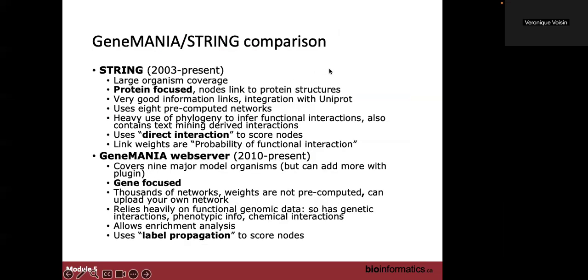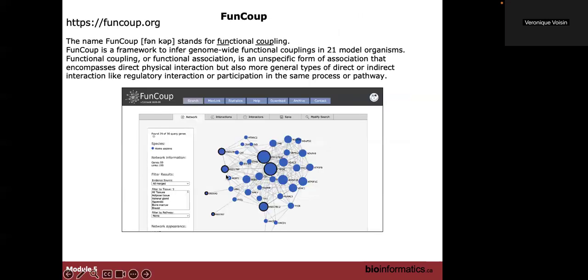So the difference between GeneMANIA and STRING: STRING is protein focused, and it uses direct interaction to score nodes, whereas GeneMANIA is gene focused, uses thousands of networks, and uses label propagation to score the nodes. And another last tool to get functional interaction networks is FunCoup, and it covers 21 model organisms. It's only a web version, and they have a large choice of very interesting functional networks, and it's very interesting to look at as well.